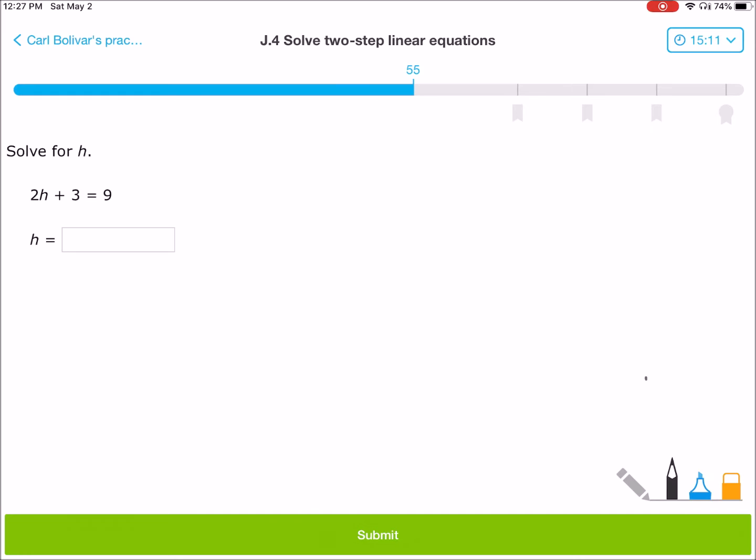Alright, so we have another one of these, except there's no division line. But first, let's write it out. 2h plus 3 is equal to 9. Okay? So, when we do this, we have to take this 3 to the other side. So let's subtract 3 because it's a positive 3. And we subtract 3 to the other side as well.